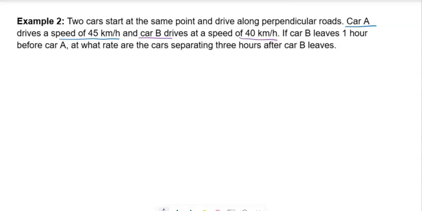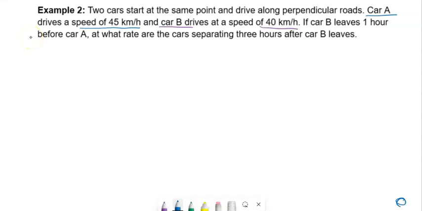So the first thing I'm going to do is I am going to draw a diagram. So I have car A, and I'm going to make car A go this way. And this is A. It's going 45 kilometers per hour. And then I'm going to say I've got car B. It's going perpendicular. There's B. It's going 40 kilometers per hour. All right, so now I have those two pieces of information.